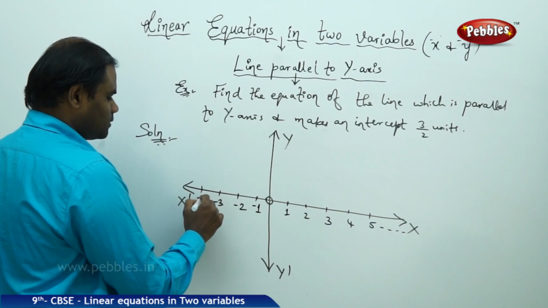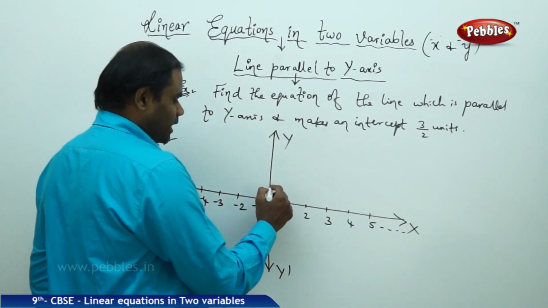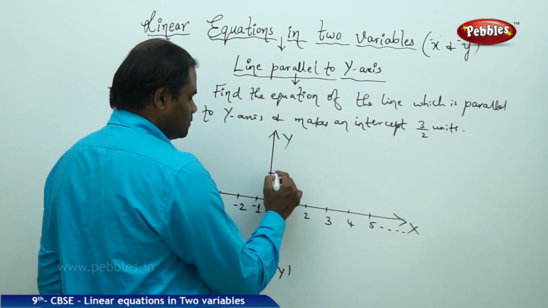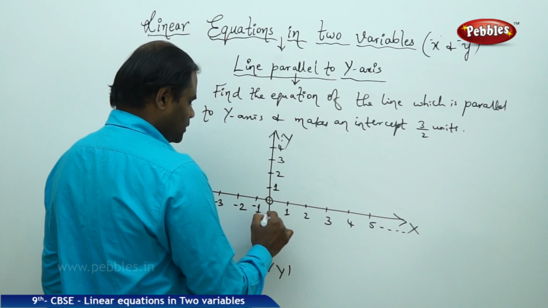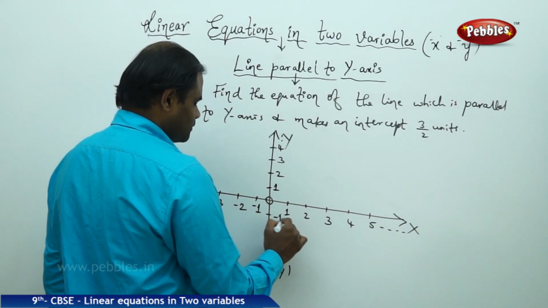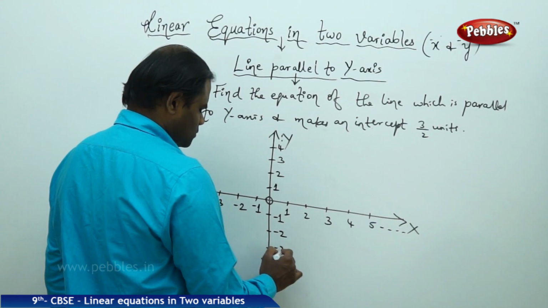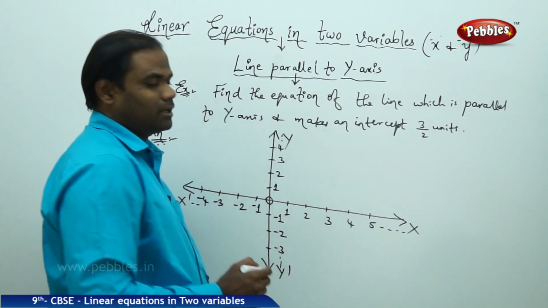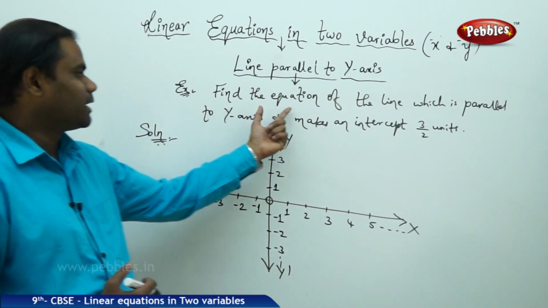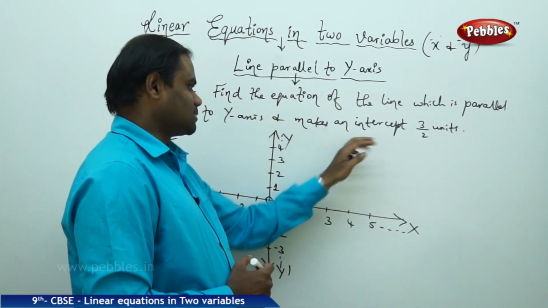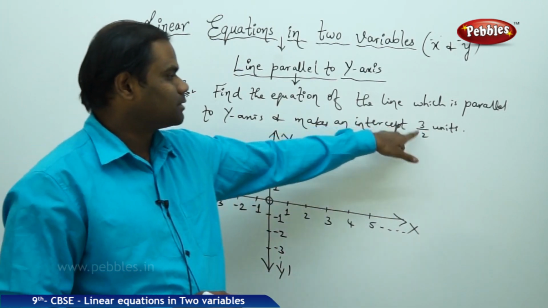This is -3, -4, and so on and so forth. And the scale on y-axis is 1, 2, 3, 4, and then -1, -2, -3, and so on and so forth. Now clearly it says the line is parallel to y-axis and it passes through the intercept 3/2 units.